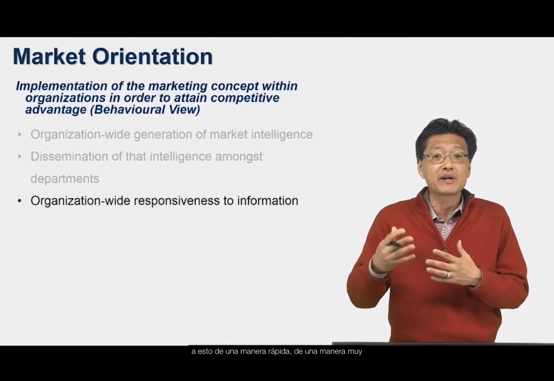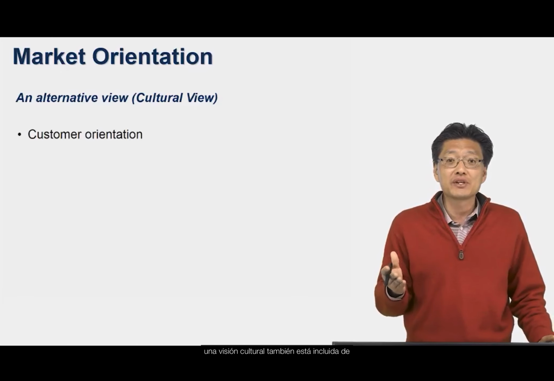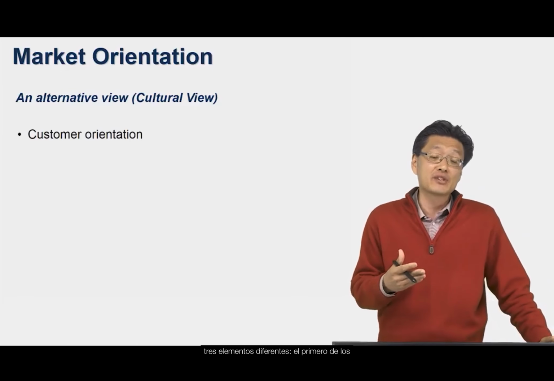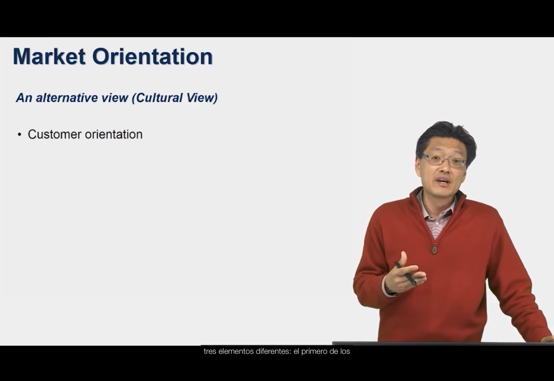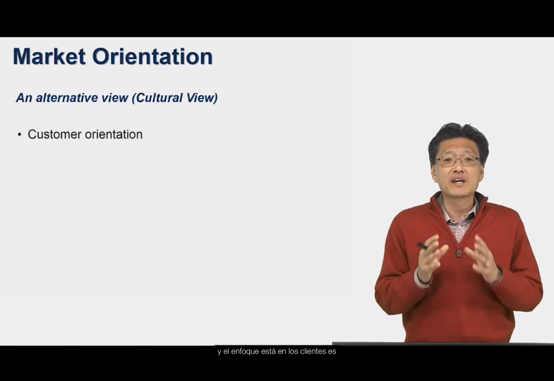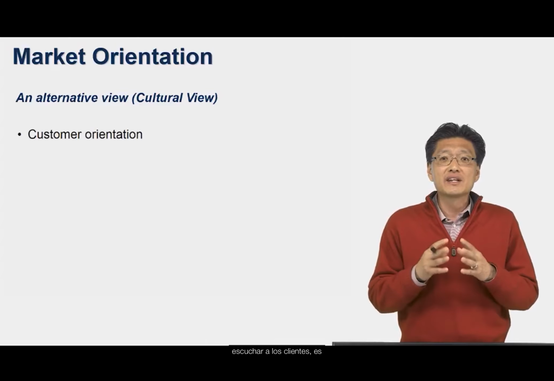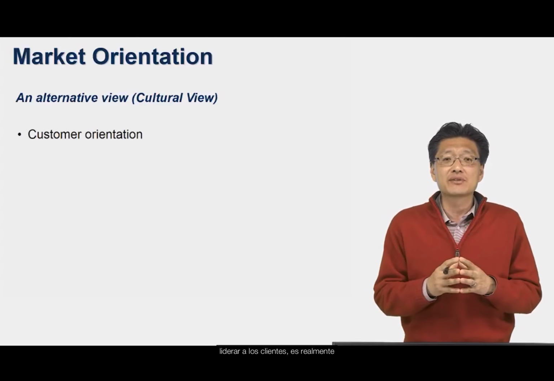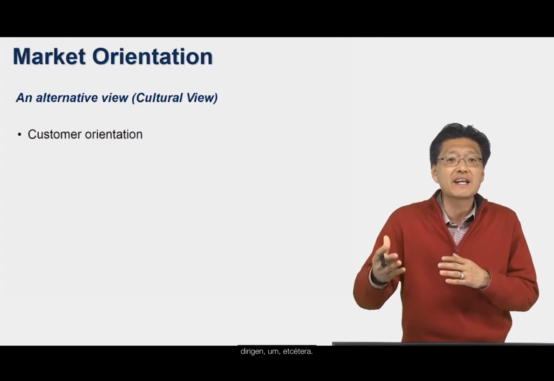Now let's take a look at the cultural view of market orientation. So, market orientation viewed from a cultural view is also comprised of three different elements. The first of which is customer orientation. So the underpinning here is that a cultural view is more of a philosophical view. It's the way that business is done. And the focus is on the customers. It's listening to the customers. It's leading the customers. It's really getting a good pulse of what customers are thinking, where they're headed, and so forth.